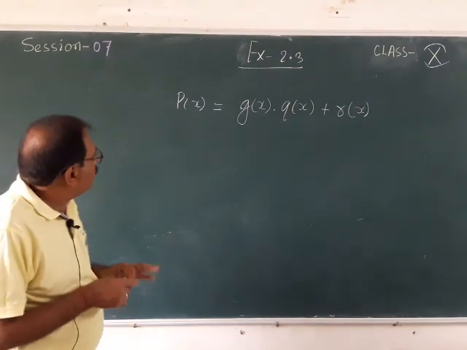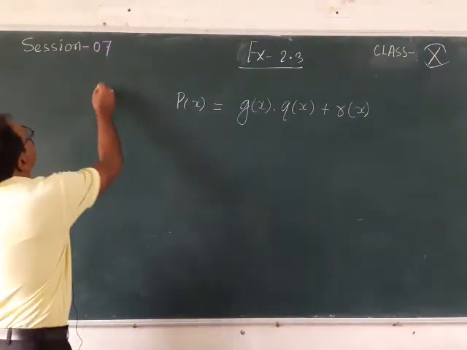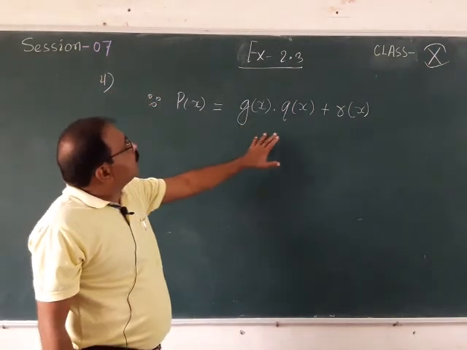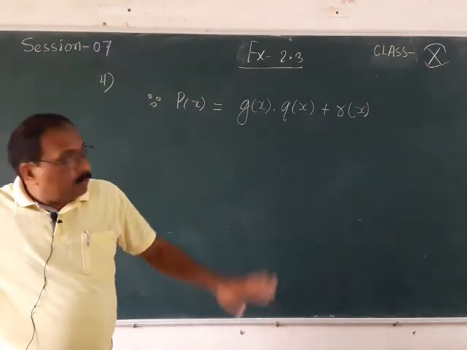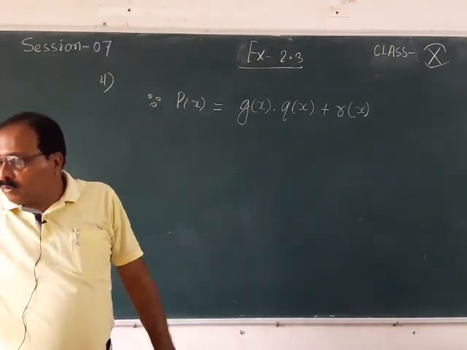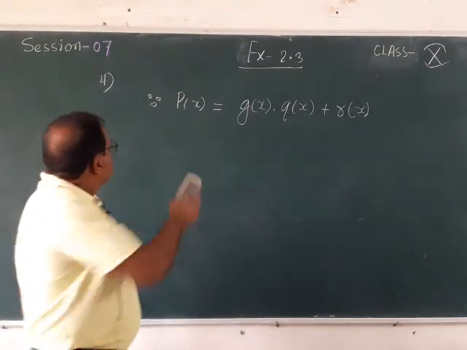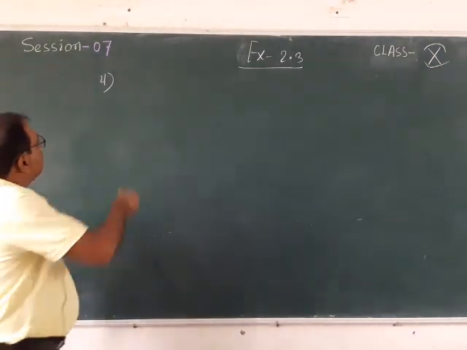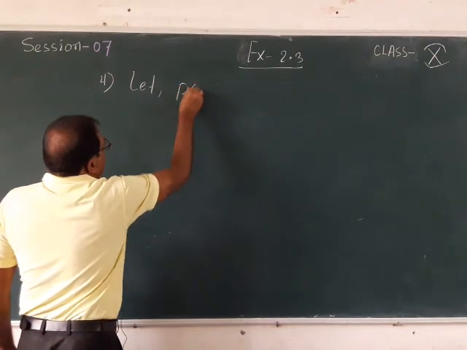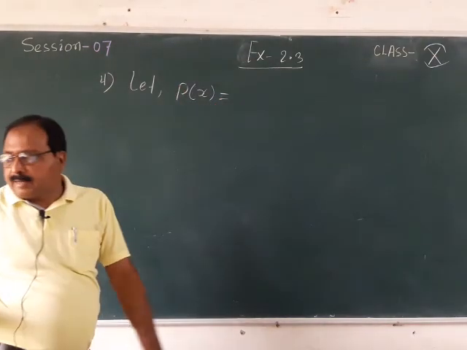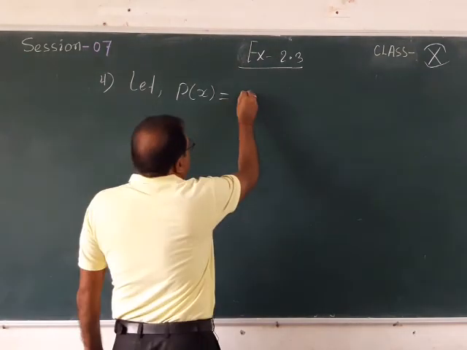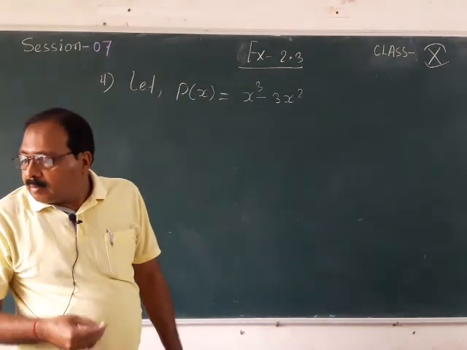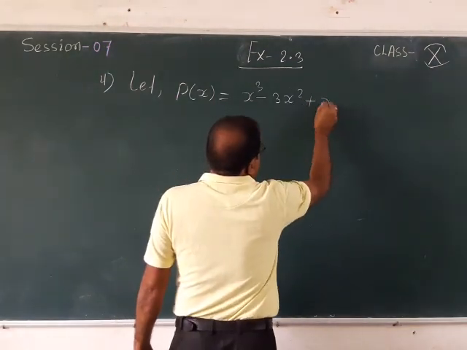Now I am talking about question number 4. In question number 4, you are aware that p(x) equals g(x) into q(x) plus r(x). By taking this relation only, question number 4 will be discussed. So let us start the solution now. It is given that, first of all take p(x) equal to the given x cube minus 3x square plus x plus 2.